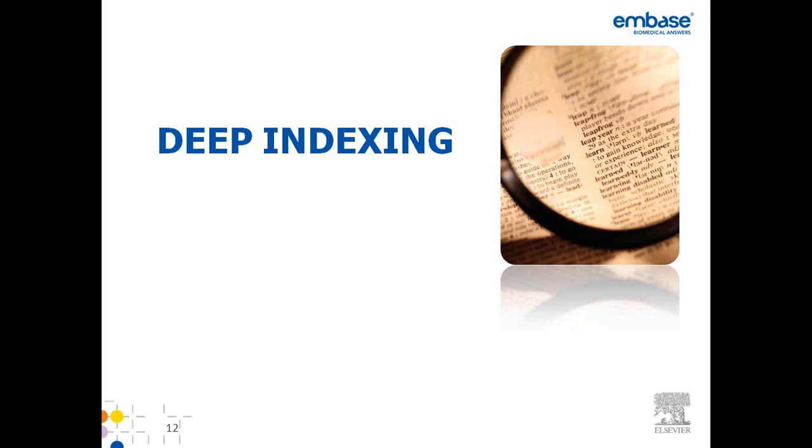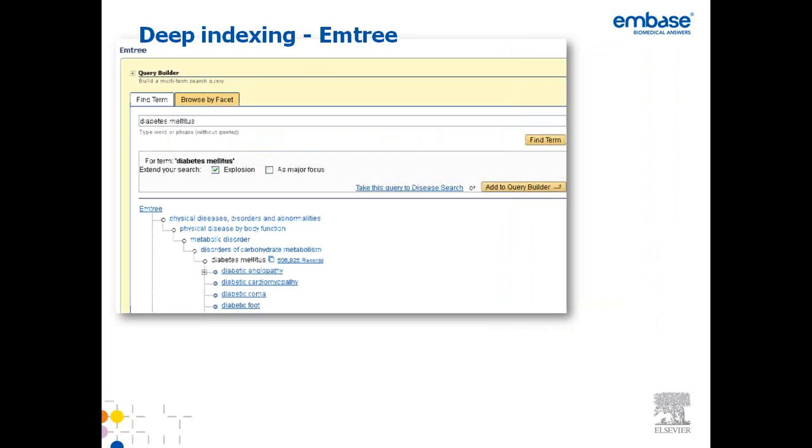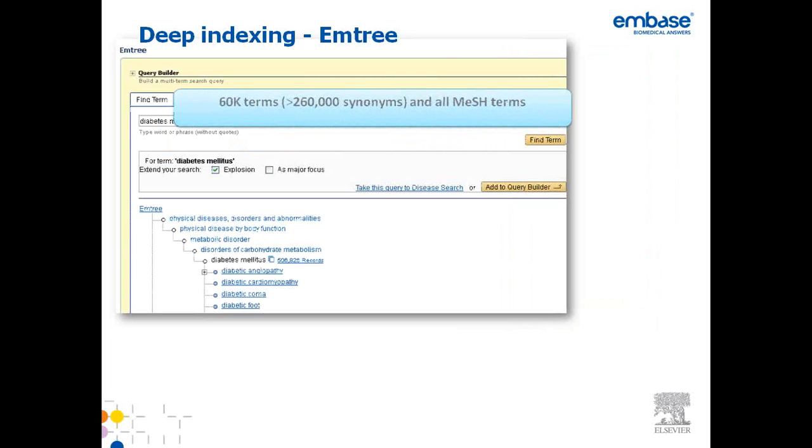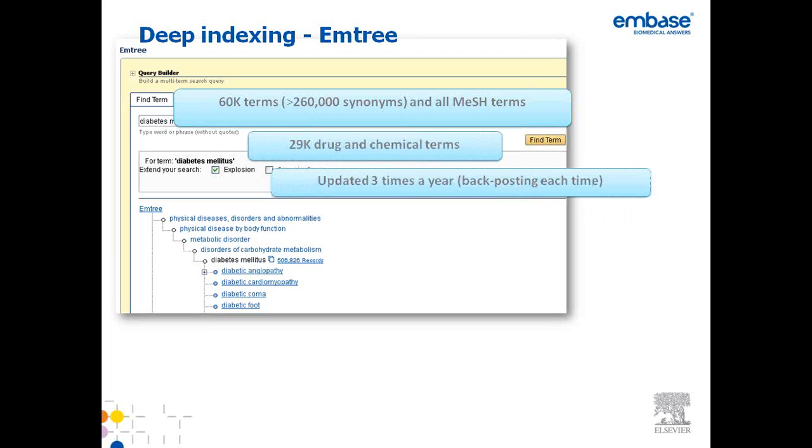So deep indexing, let's take a quick dip into the indexing. Here we see our entry page in Embase, and some facts and figures for you. Like I said, 60,000 terms, 29,000 of those are drug and chemical terms. Embase's entry is importantly updated 3 times a year with backposting.